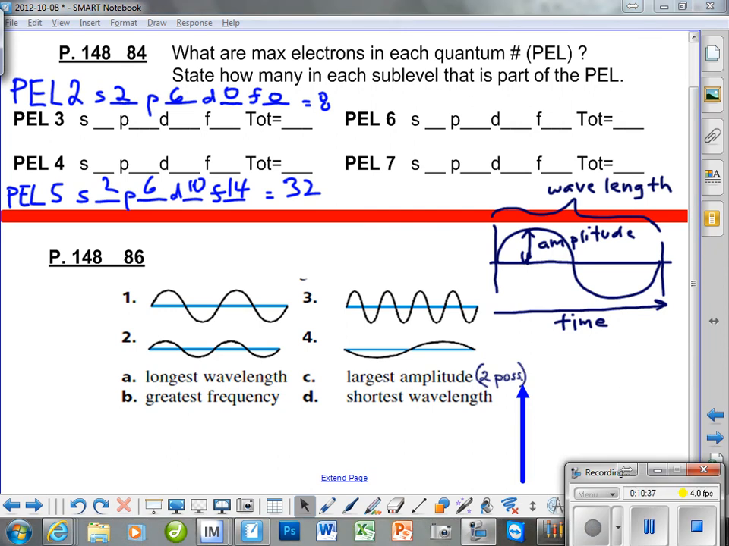All right, Aaron, tell us, on the principal energy level 3, do we have an S? Yeah. How many in there? 2. Excellent. Do we have a P?